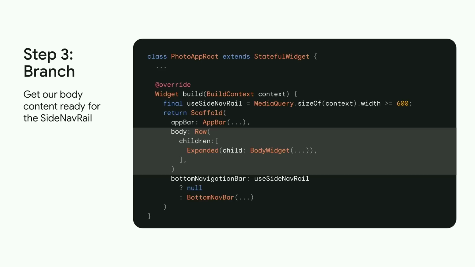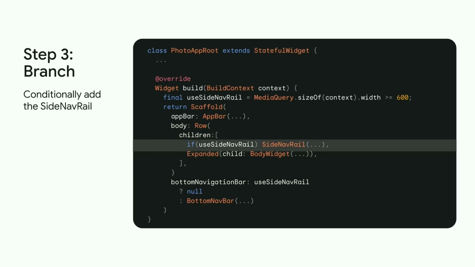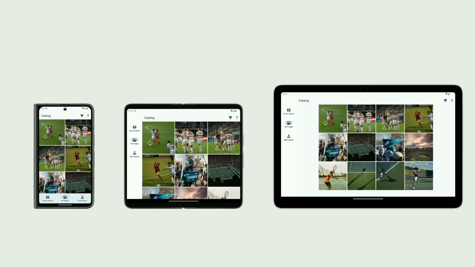Navigation rail is a little bit different because it actually lives in the body content of the scaffold. We'll wrap our existing content in a row and wrap that with an expanded so it takes up all the available space. We'll then conditionally add in the side nav rail based on our variable. And now we have a navigation solution that adapts to our app's window size.